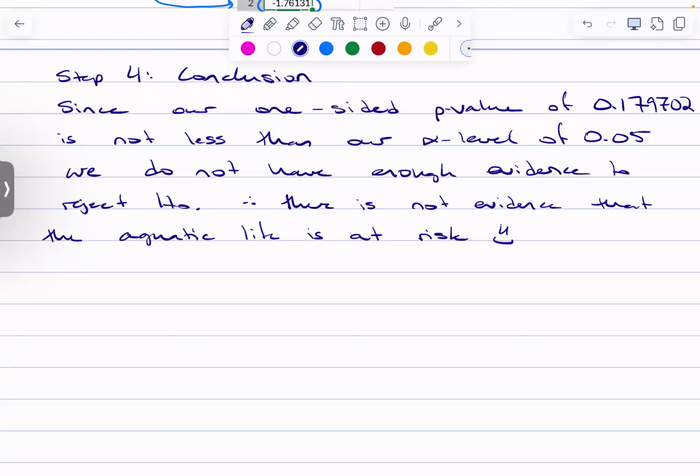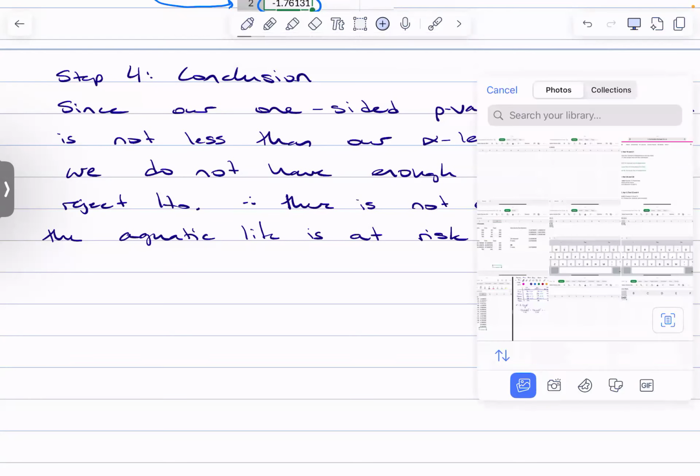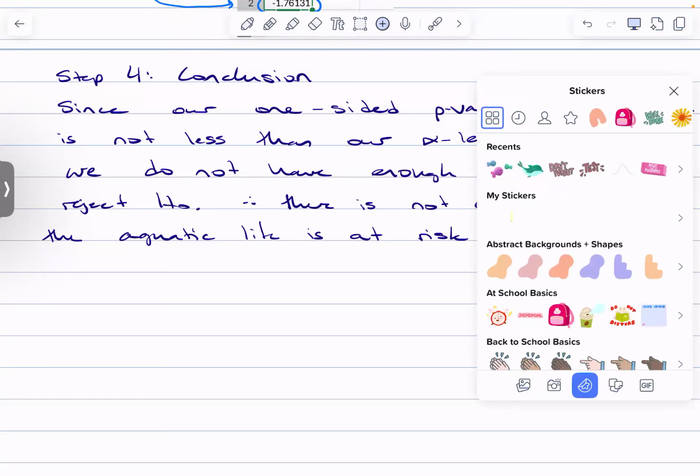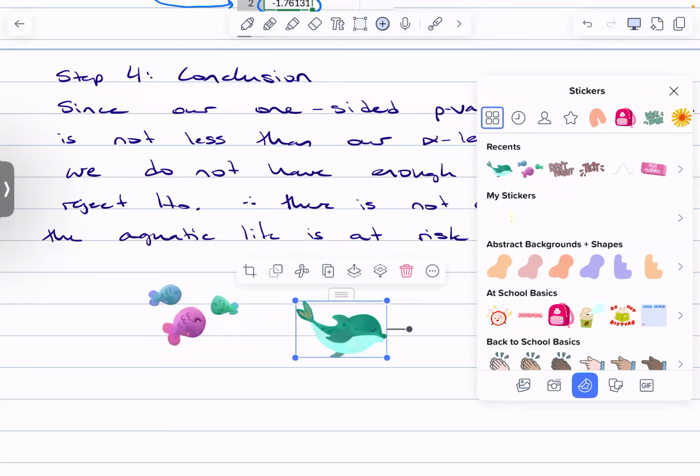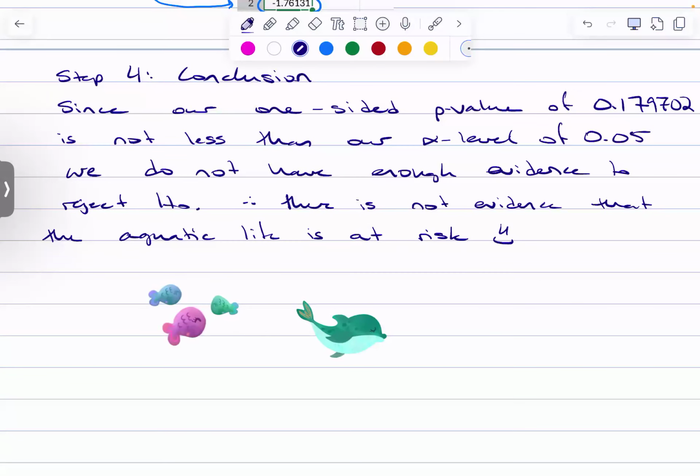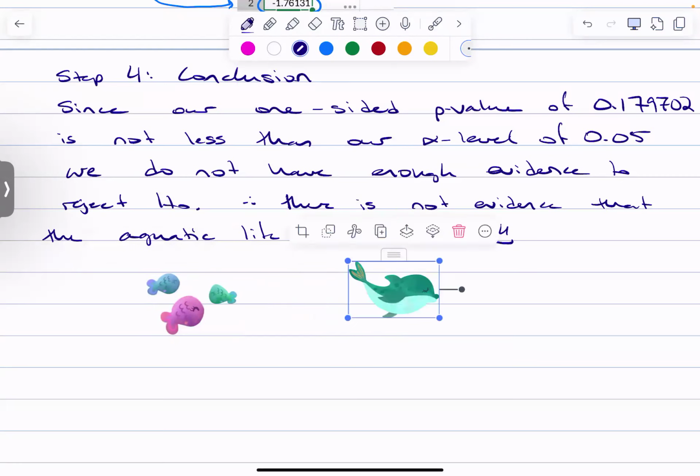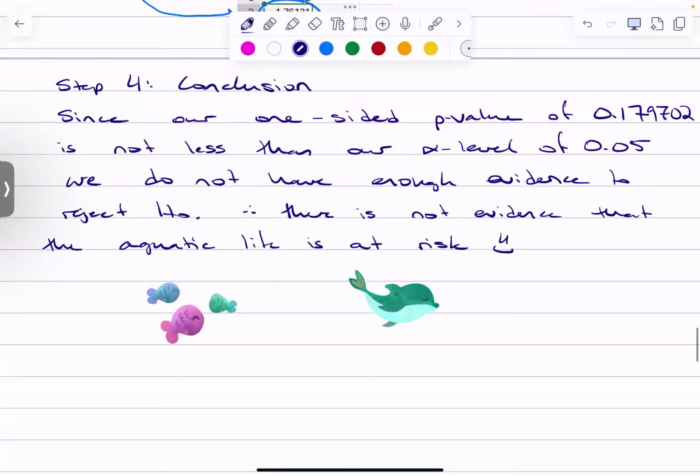Oh, and I've got some important stickers. Nice.